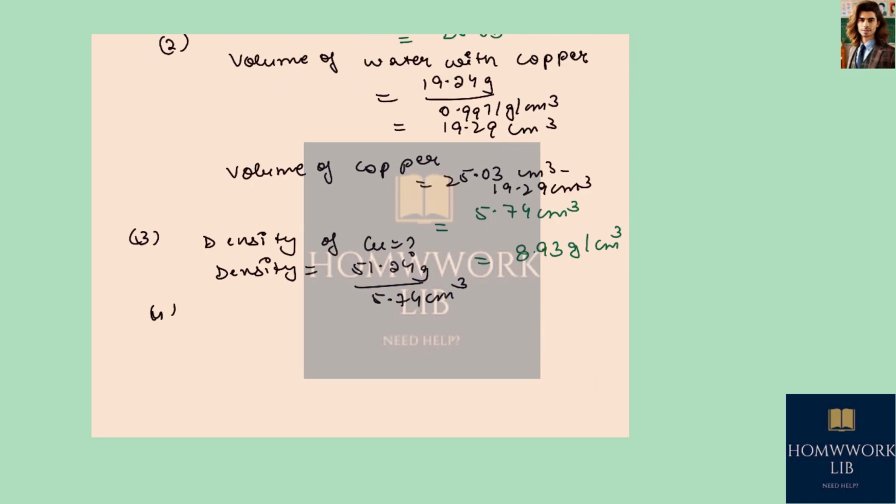Now in the next part, the question is asking that if the flask could be filled completely with solid copper, what would be the mass of the copper at that time? So now the mass of copper is equal to density into volume.